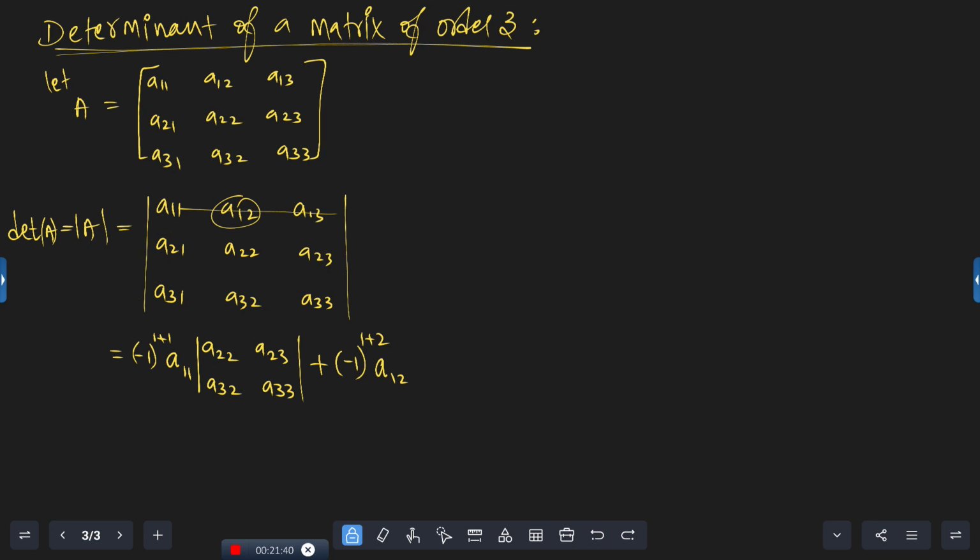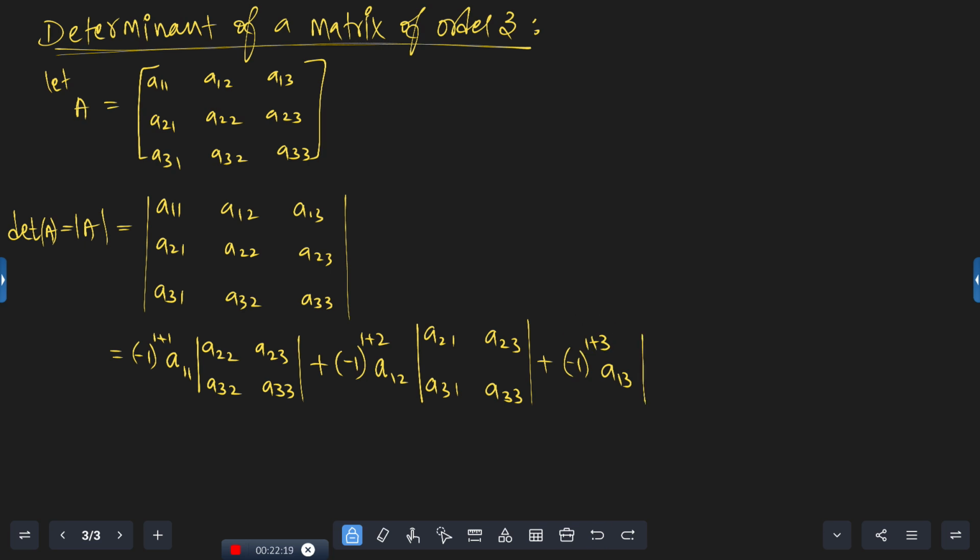Okay, you have to form the matrix with these four. So A21, A31, and next these two, A23, A33. Same, plus third number. The third element is A13, so minus 1 whole power 1 plus 3, which I am taking: first row, third column, that we have to give in the power.